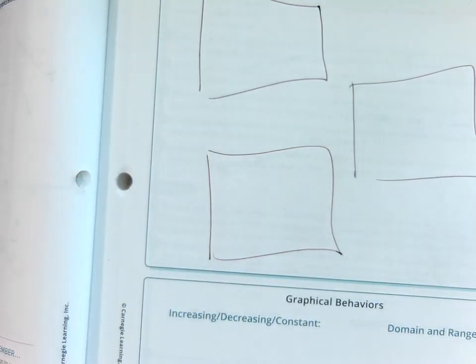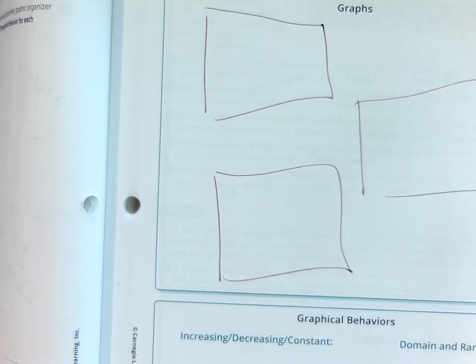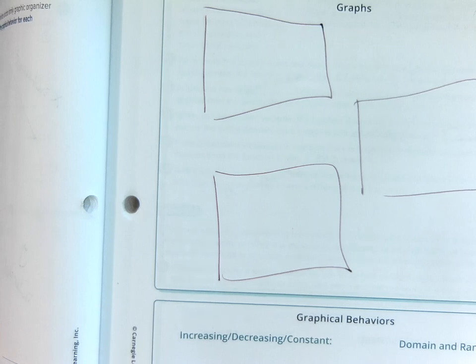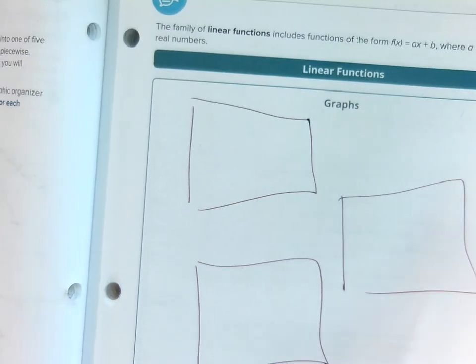Graphical behavior, we talked about whether they are increasing, decreasing, domain and range. These are obviously going to be straight. They don't have a max or min. They can be increasing or decreasing. Domain and range are oftentimes all real numbers.